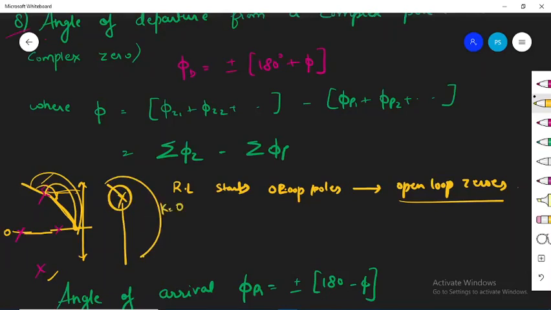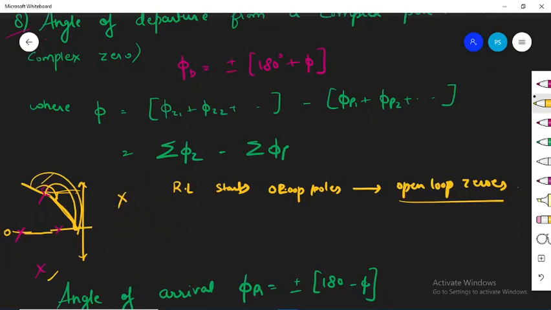So that is the angle of departure. Similarly, angle of arrival: when we talk about the angle of arrival, it is the angle at which any pole will arrive at a complex zero as k tends to infinity. So that is known as the angle of arrival.